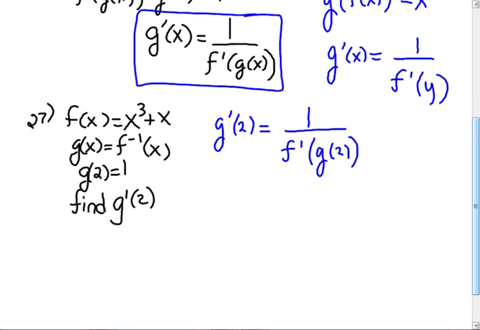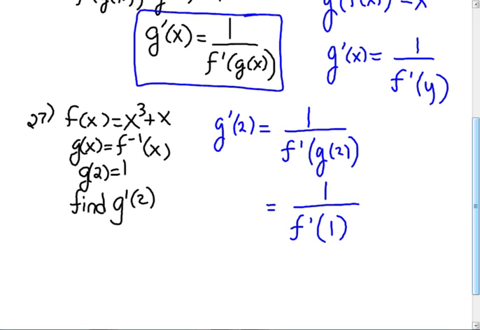Right? And this is easy. Because the way I did it, I'd have f prime of y, and you have to realize it's the y value of the inverse function. Well, if I do it this way, it's really clear. g of 2 is 1. That is the y value of the g function, or the inverse function. And so what's f prime of 1?